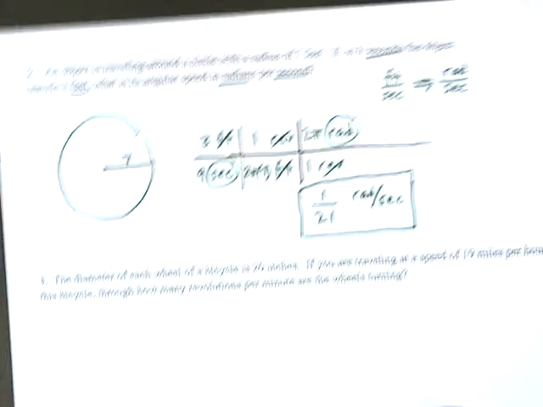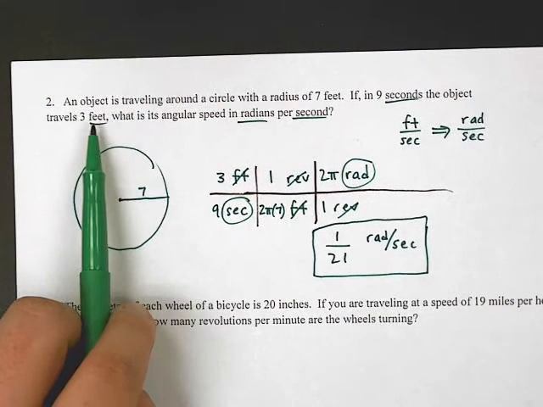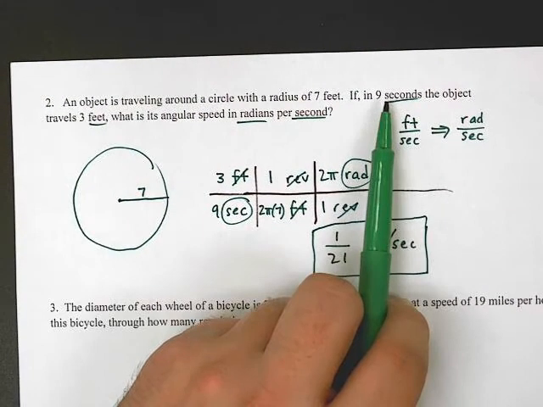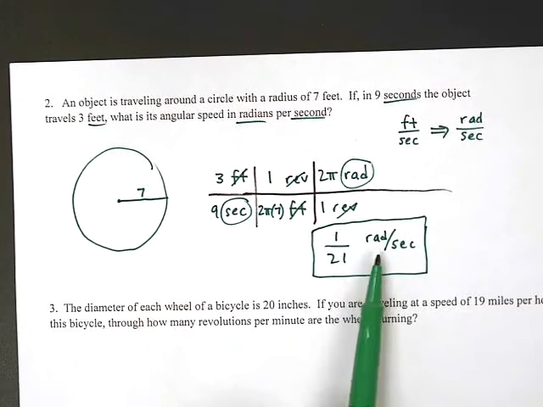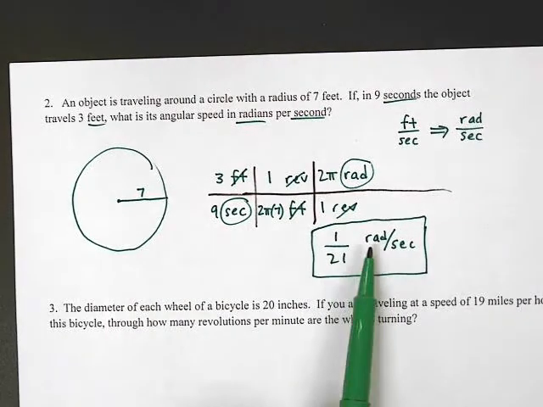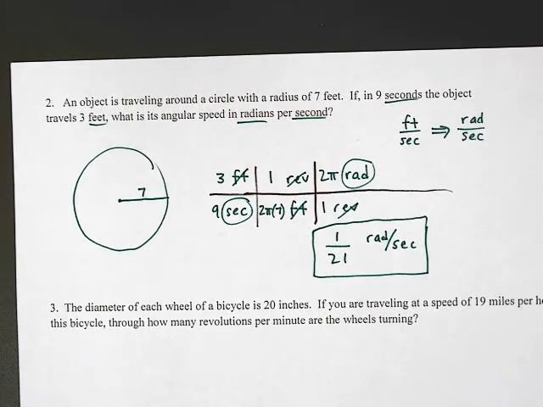And that should make sense, guys, because if you think about it, traveling 3 feet in 9 seconds in this big of a circle should not go very far. So 1/21st radians, that sounds about right.